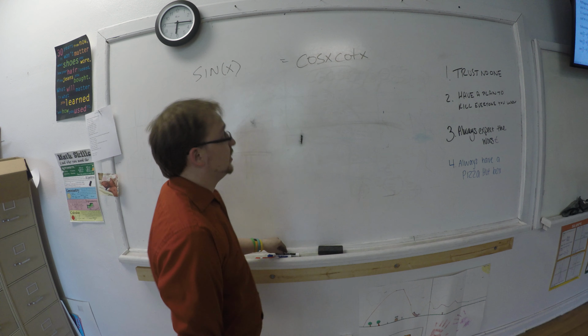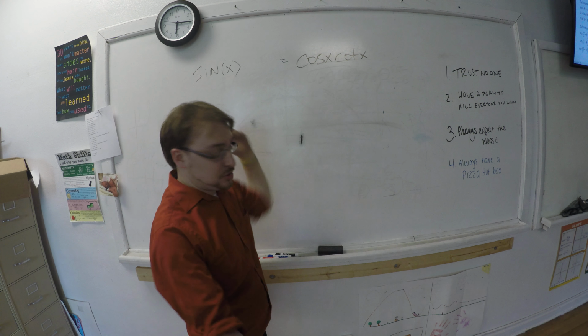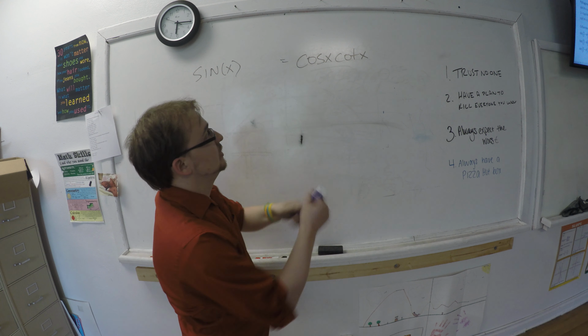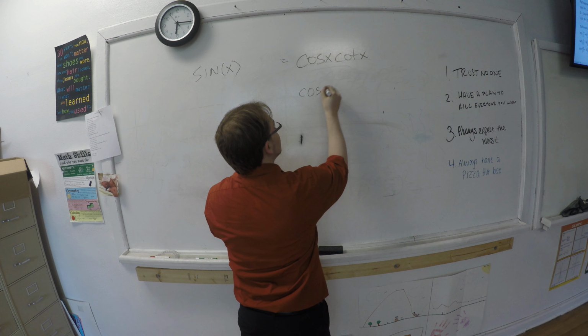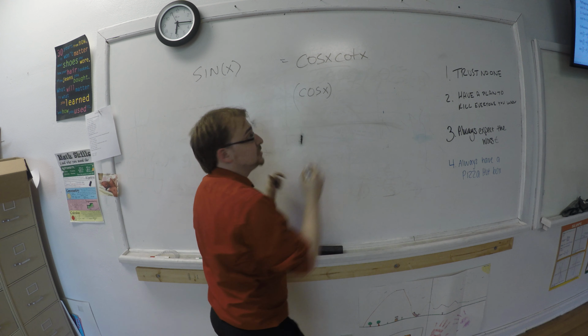So this guy right here, let's work with this side and let's get him in terms of sine and cosine. Cosine's good. Let's leave him alone. So we have cosine x. What's cotangent?